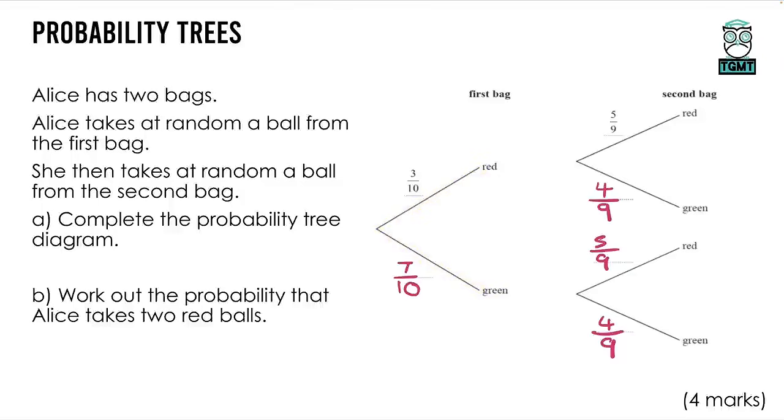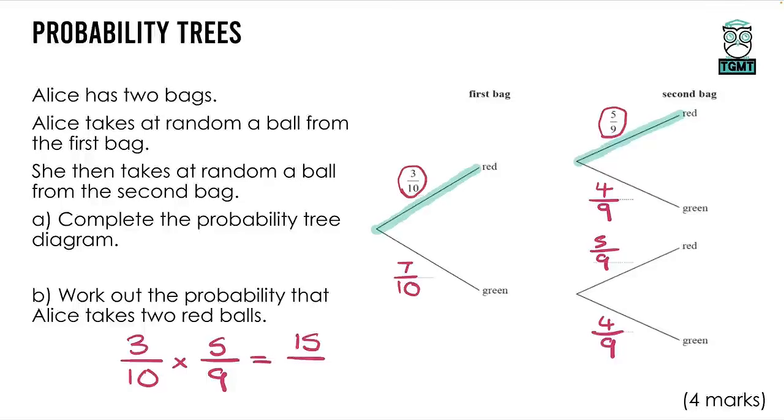It now says work out the probability that Alice takes 2 red balls. So if we are going for a red and then another red, that's the route that we go down. Now what we do is identify the fractions on that route and we're just going to multiply them together. Write the working out down, so 3 over 10 multiplied by 5 out of 9. 3 times 5 is 15, 10 times 9 is 90, and you do not need to simplify your answer. That right there is our probability that Alice would take 2 red balls. And there we go, that's probability trees.